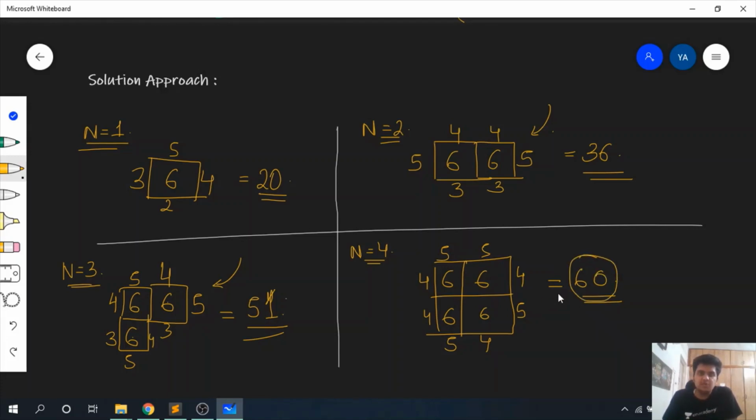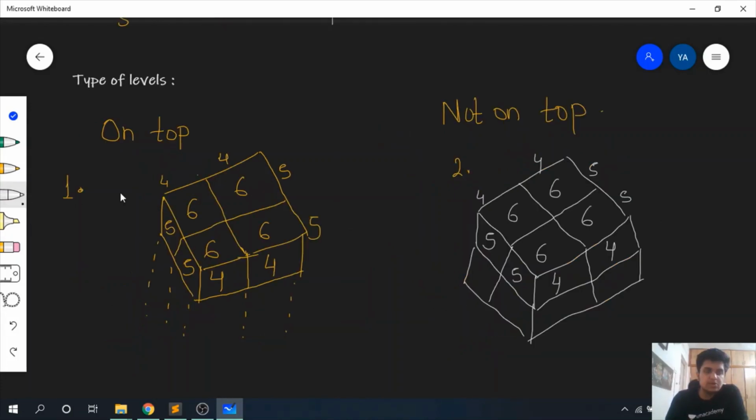Now let us move forward and see what other cases are possible. So here I will introduce the concept of levels. Here first we have the dice on top of the stack. If you see the sum of the dice on top of the stack, if we have all 4 dice on top, then it is equal to 60, right?